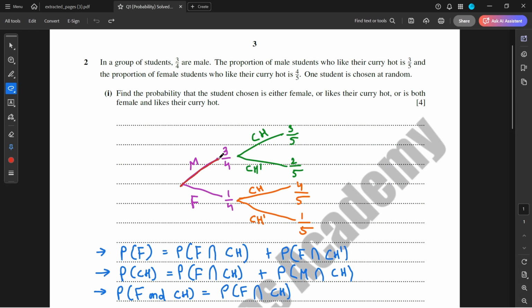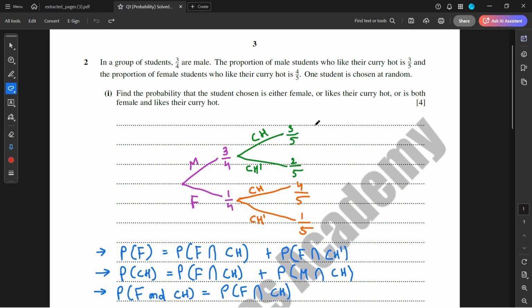I know that a student could be a male or a female, and regardless of that, a student could like their curry to be hot or they cannot like their curry to be hot. Now in the question, we are trying to find the probability that if we choose one of the students, we are choosing a female or a student who likes their curry to be hot. It could be a male, it could be a female, but someone who definitely likes their curry to be hot. Or lastly, it's someone who is a female and likes their curry to be hot. So all of the possibilities as asked in the question I have mentioned over here.